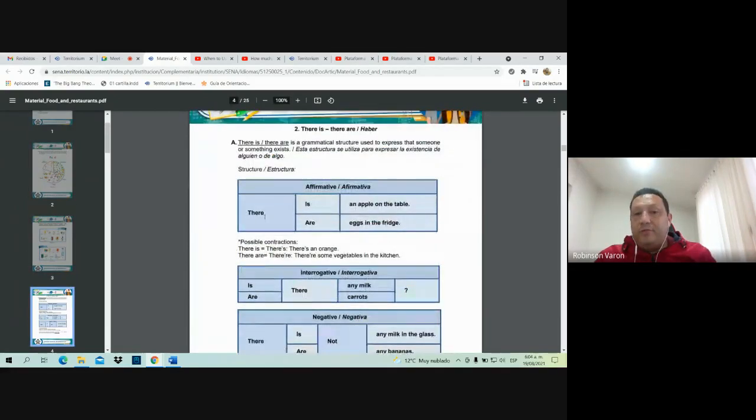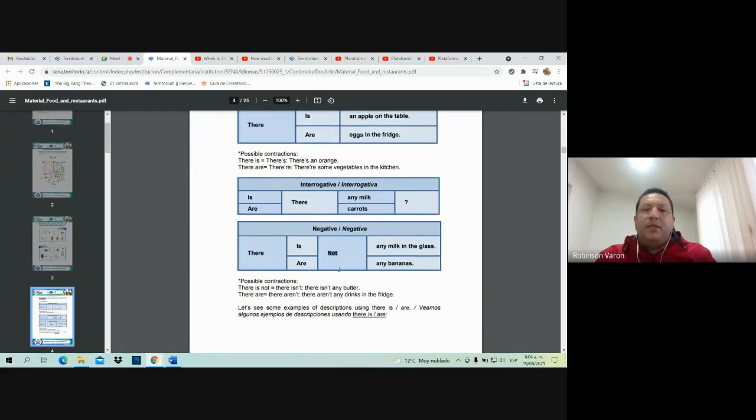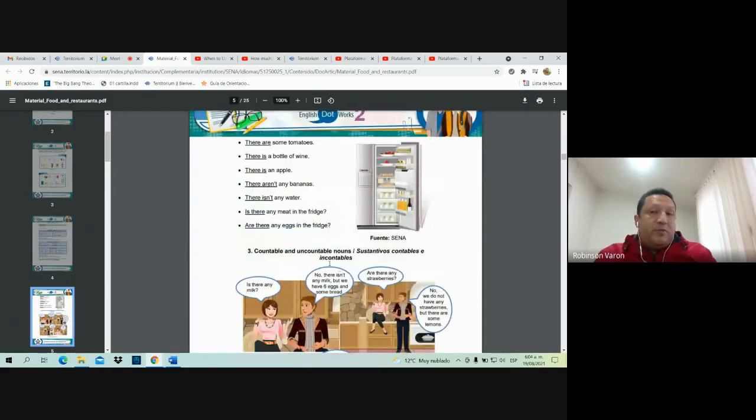As I told you before, we have there is in singular and the noun is singular, and there are for plural, and the noun is plural here, as you can see. Of course, you can create questions. You just change the position of the verb be. You can have a negative sentence as well. So that is super, super important.